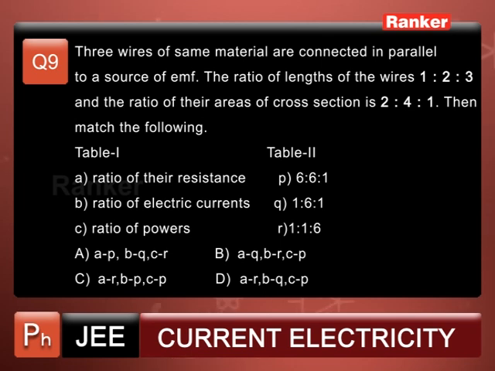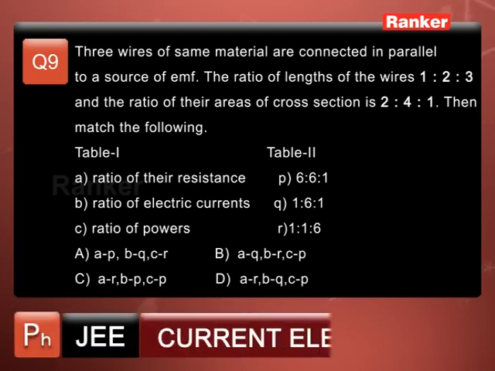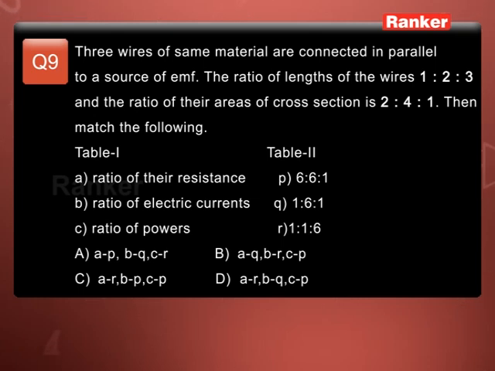Then match the following. For matching, first you should understand table 1. He gave the ratio of their resistances, second, the ratio of electric currents, third, the ratio of powers. And you have been given in table 2: 6:6:1, 1:6:1, 1:1:6. This is table 2. Table 1 is to be matched with table 2 now.